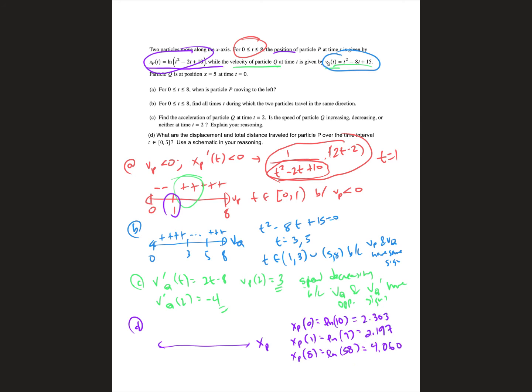So to draw my schematic, I'm going to draw where the particle is at each of these times. So it starts at 2.303, and then it goes to 2.197, and then it ends up at 4.060.